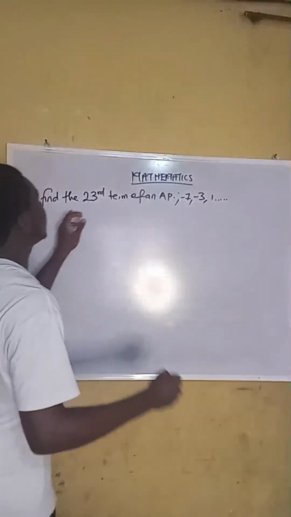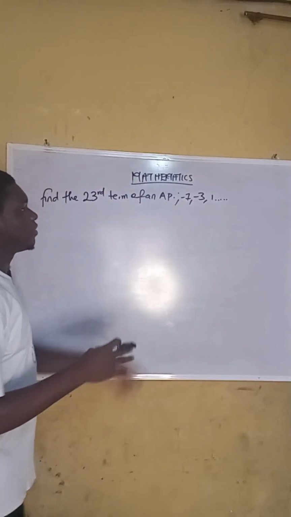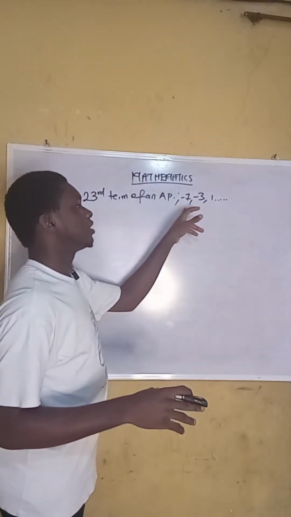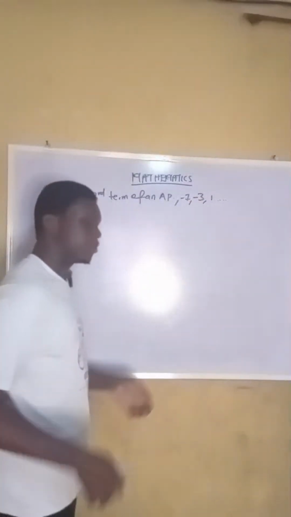So now, find the 23rd term of an AP. Find the 23rd term of an AP. The numbers are -7, -3, 1, and so on and so forth.